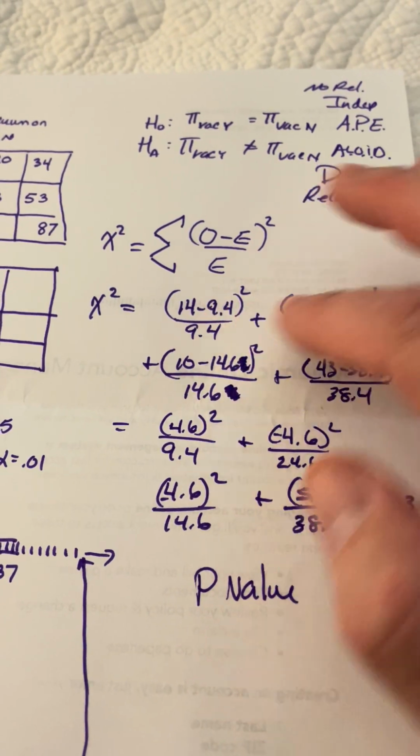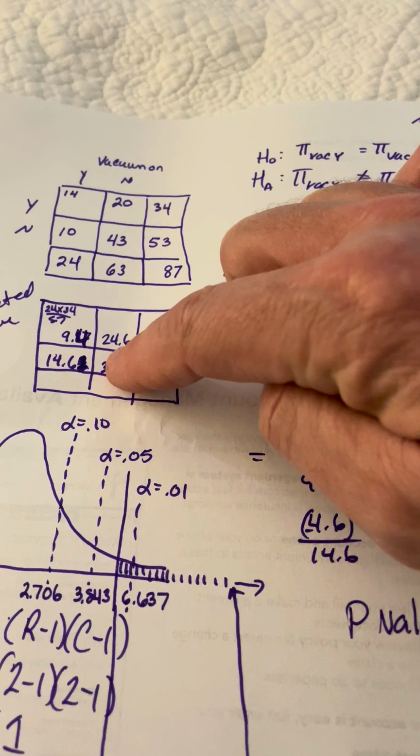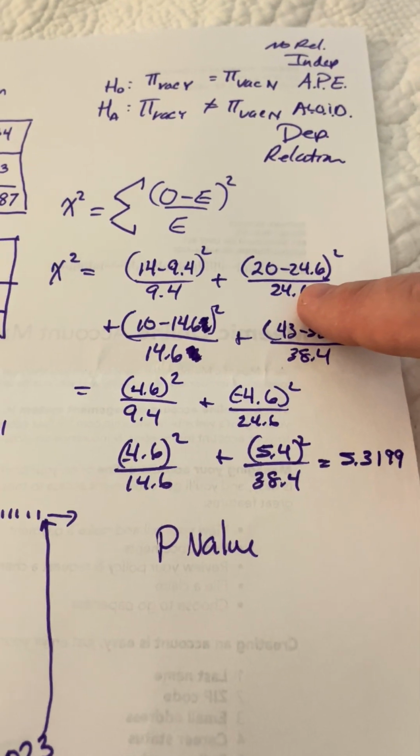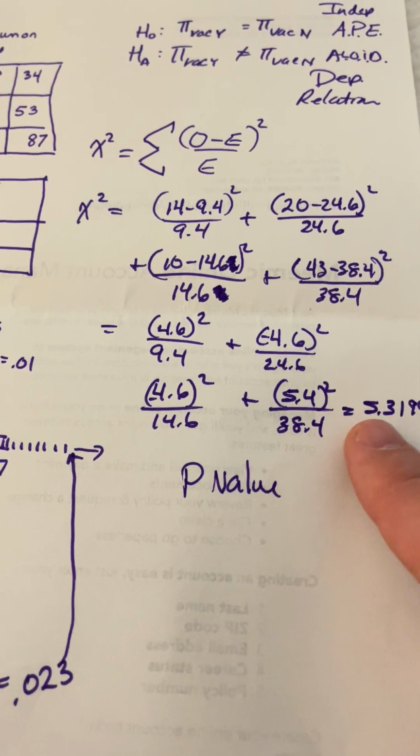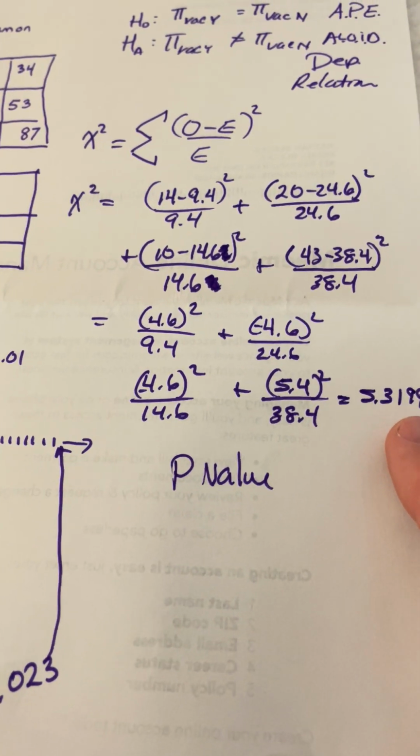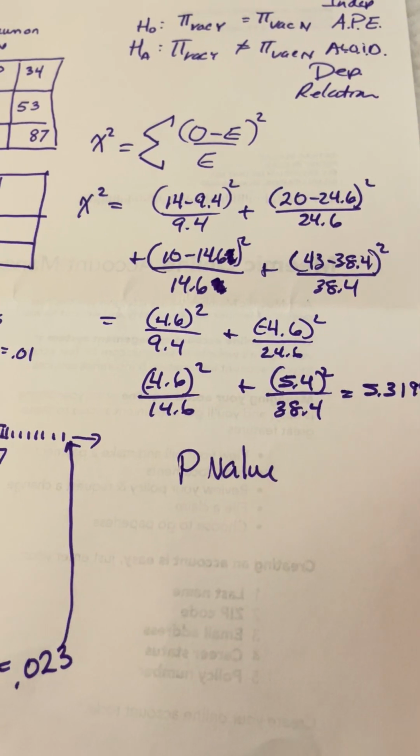Anyhow, so you're going to do the same observed minus expected. So you observed minus expected, and you're going to square it, divide it by the expected, and so forth. Now, I end up getting 5.3189, and I'm rounding off, so that's going to create some error.